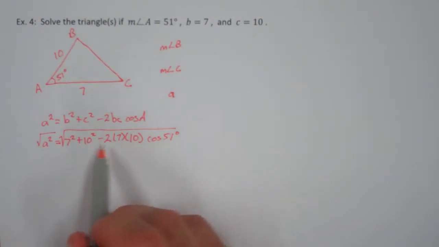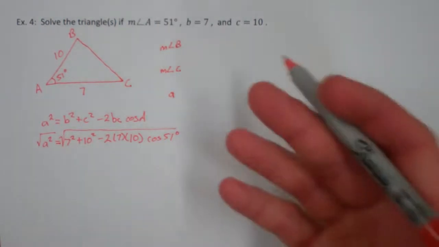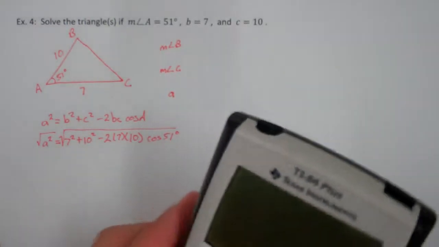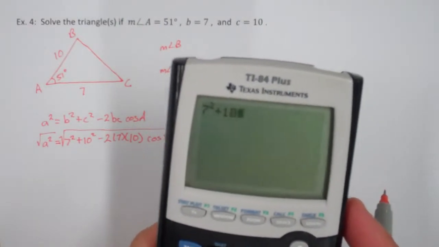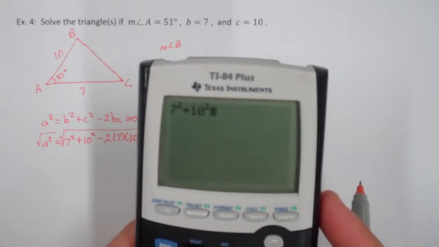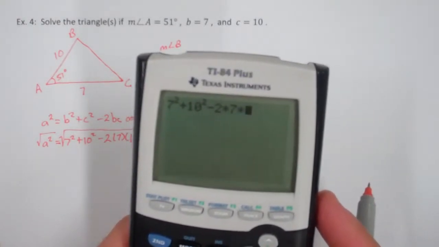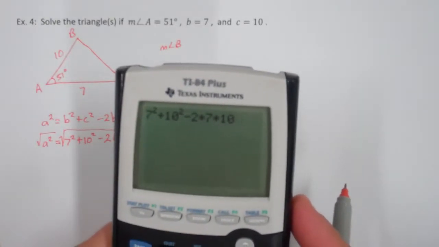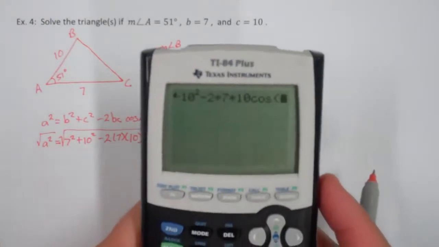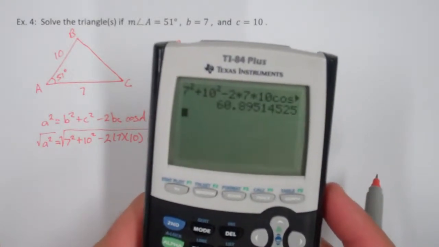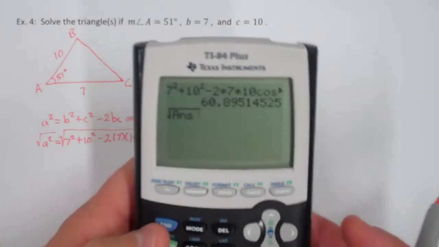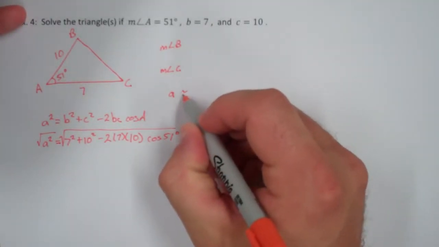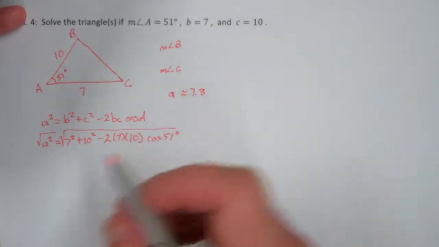Whether you do that in your calculator in one whole step or figure out what this is then square root it, either way is fine. I prefer to just type everything in underneath the radical sign and then take the square root of that. But if you have trouble remembering about that, then you might just have to type in the whole square root sign, and that's fine. Cosine of 51, so then I'll hit enter, and I know I have to take the square root. And then I'm just going to use my answer function, so I'll do second and then answer here. And that should get me about 7.8. So A we find is about 7.8.